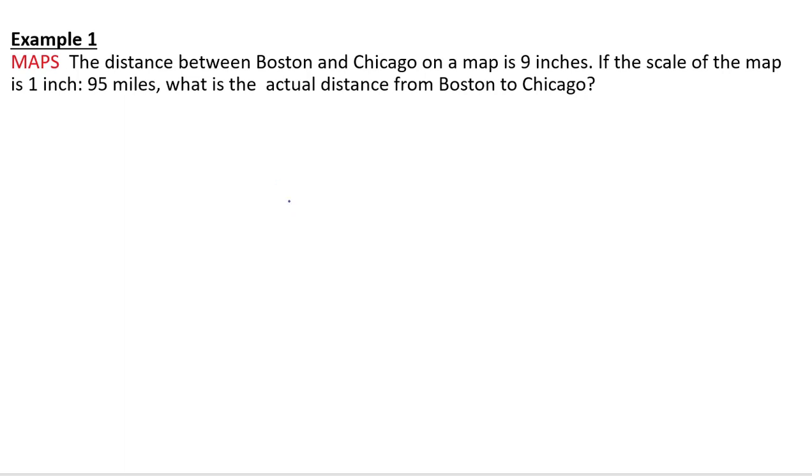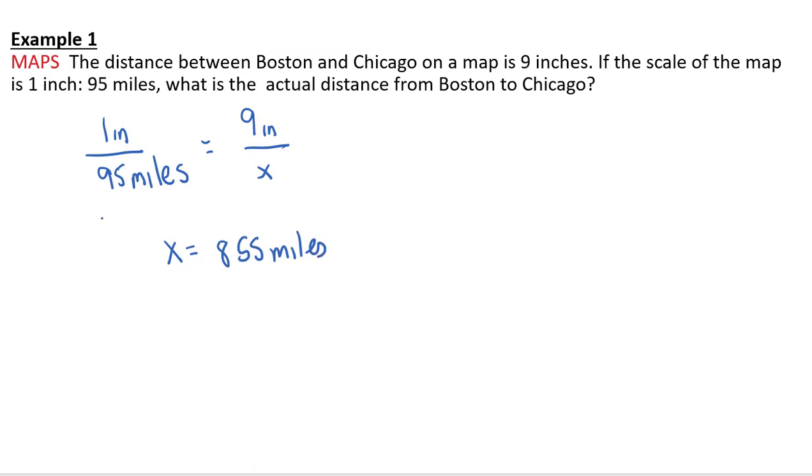Okay, so in a map, the distance between Boston and Chicago on a map is 9 inches. If the scale on the map is 1 inch to 95 miles, what is the actual distance from Boston to Chicago? So 1 inch to 95 miles is equal to 9 inches on my map to the actual number of miles. So x equals 9 times 95, and that is 855 miles.